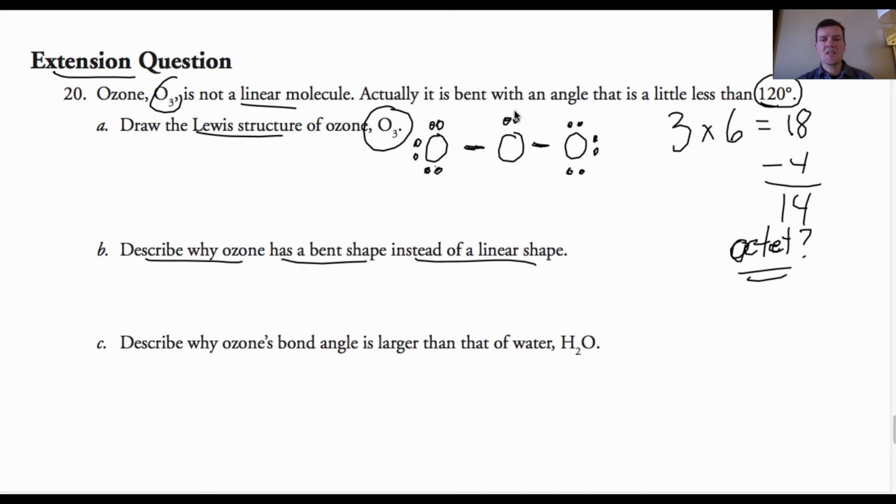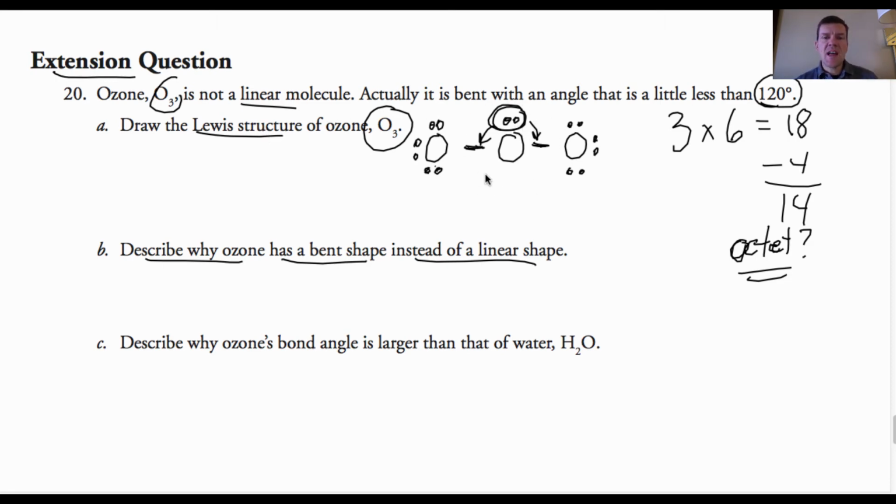Why? Because this lone pair is going to push these bonds down. Okay? As we anticipate, this lone pair takes up more space. So, it's going to push them down and cause a bent shape. But there's a little bit of a twist here. That's why these are extension questions, right?